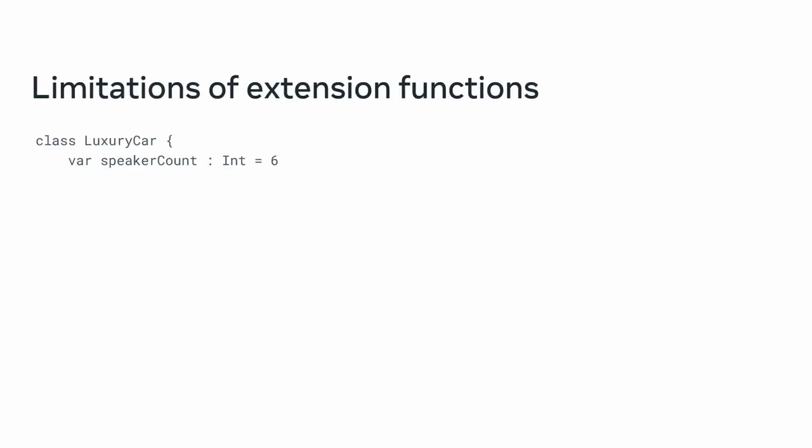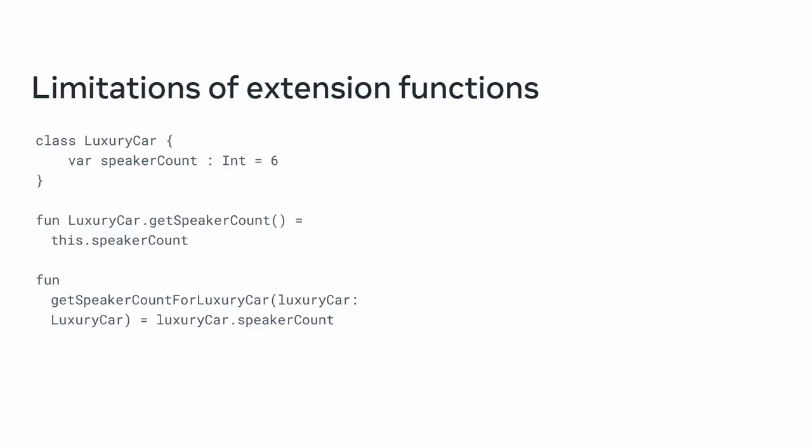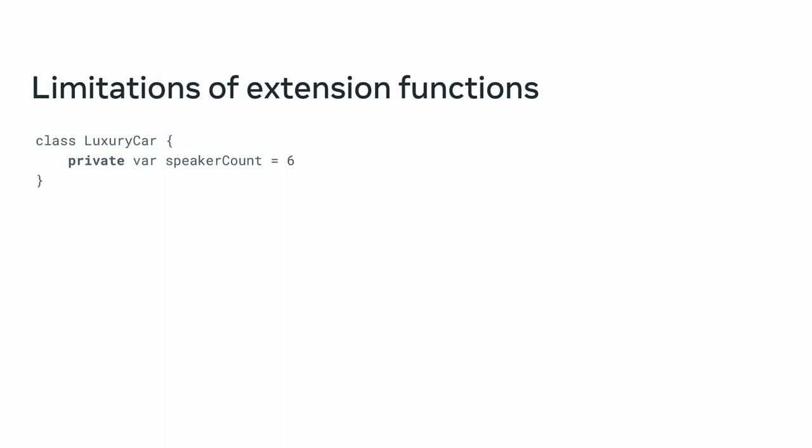Now let's discuss the limitations of extension functions. Extension functions do not allow you to modify the behavior of classes they are defined for. They only provide an alternate syntax that allows the functions to be called using the dot notation with the type for which the function is defined. For instance, for the class luxury car, a function named getSpeakerCount for luxury car that returns the speaker count and takes in the object of the car as a parameter can be rewritten as an extension function for the type luxury car as luxurycar.getSpeakerCount. Also, you cannot access the private members of a class, as these functions are generally defined outside the class.